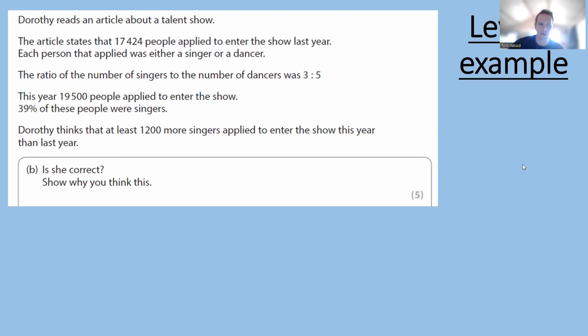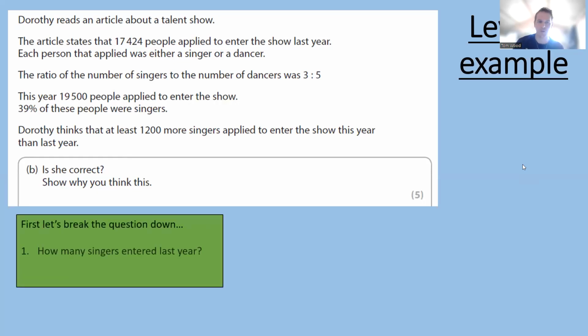This year, 19,500 people applied to enter the show, and 39% of these were singers. Dorothy thinks that at least 1,200 more singers applied to enter the show this year than last year. Again, quite a confusing one. Well, let's just break it down and see what we've got here.